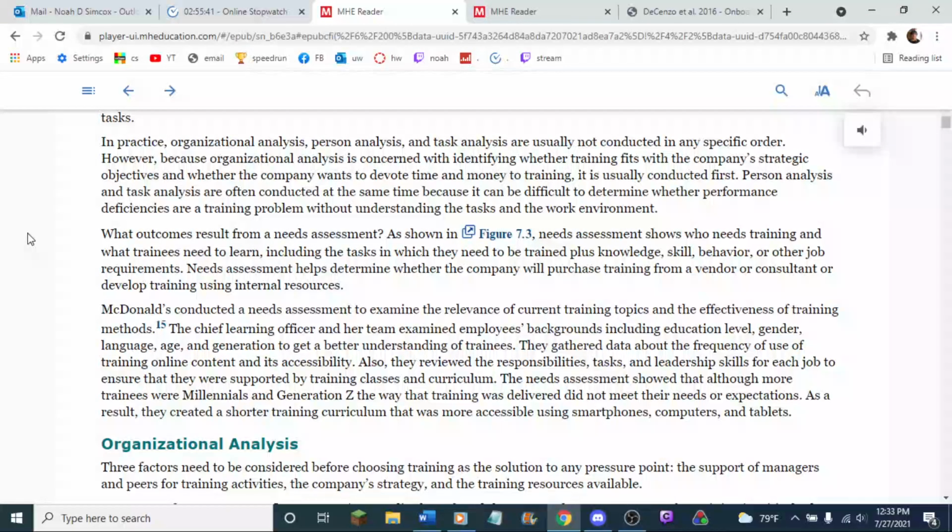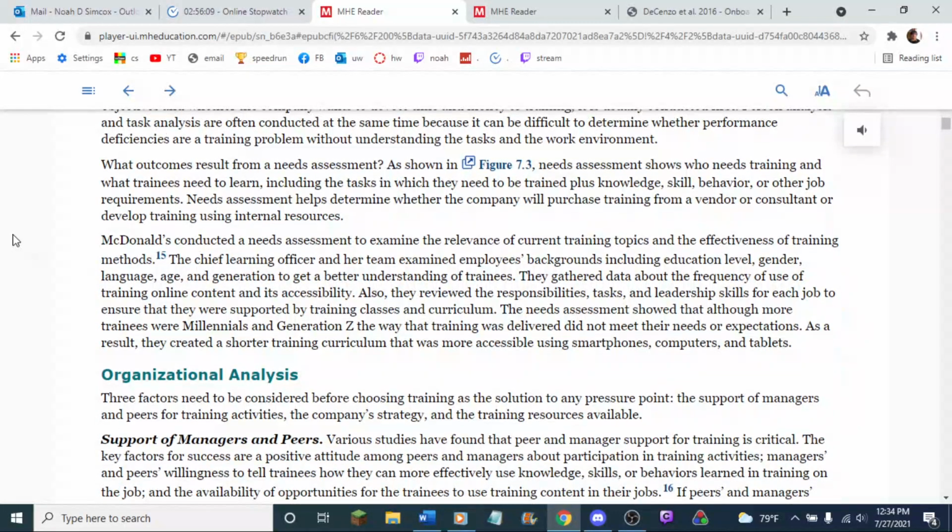What outcomes result from a needs assessment is shown. Needs assessment shows who needs training and what trainees need to learn, including the tasks in which they need to be trained, plus knowledge, skill, behavior, or other job requirements. Needs assessment helps determine whether the company will purchase training from a vendor or consultant or develop training using internal resources. McDonald's conducted a needs assessment to determine the relevance of current training topics and effectiveness of training methods.